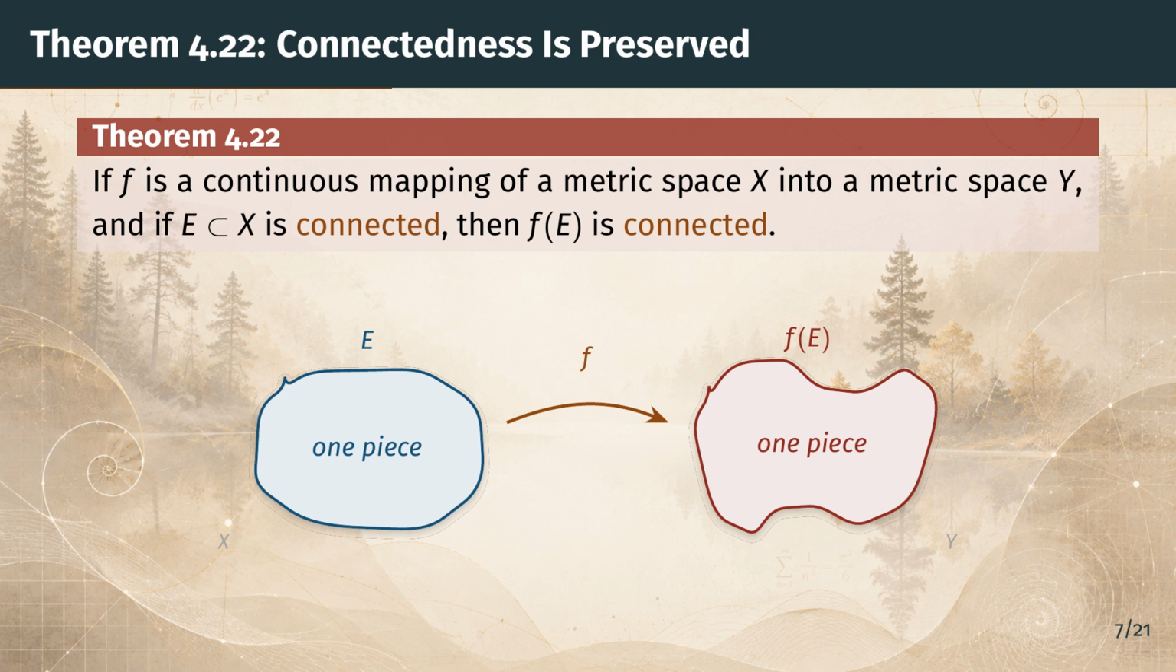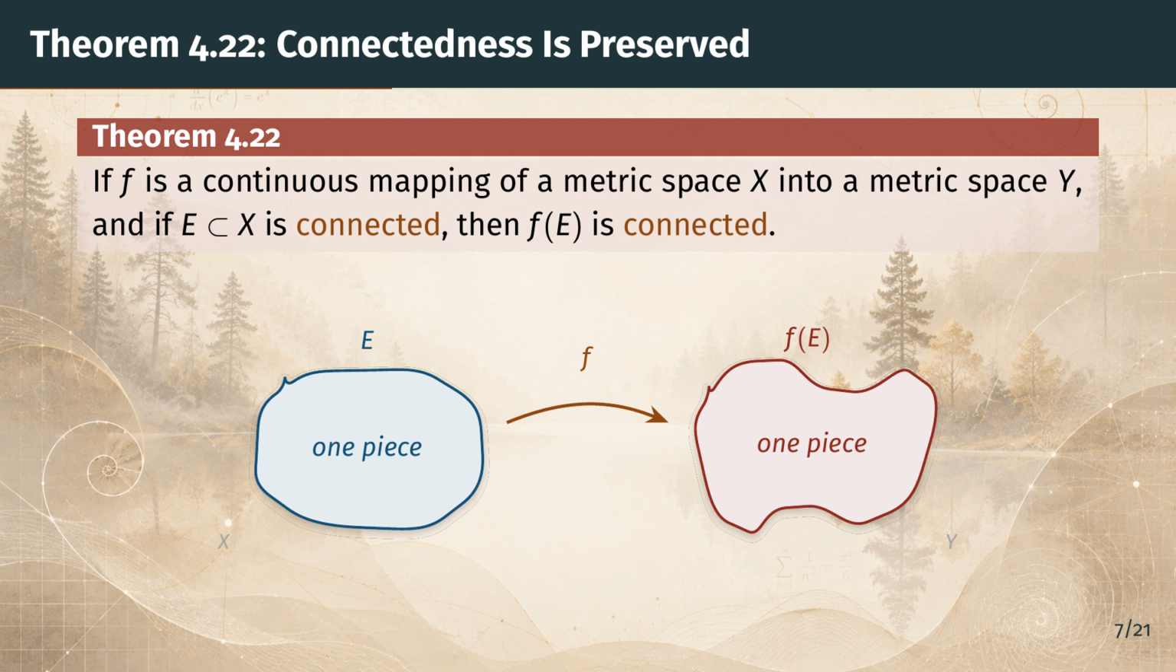On the left, in blue, sits the connected set drawn as a single unbroken blob inside X. The orange arrow is the continuous map F. On the right, in red, is the image inside Y. Notice that its outline is drawn quite differently from E, and that is on purpose. A continuous map is free to stretch, bend, or squash a set in almost any way.